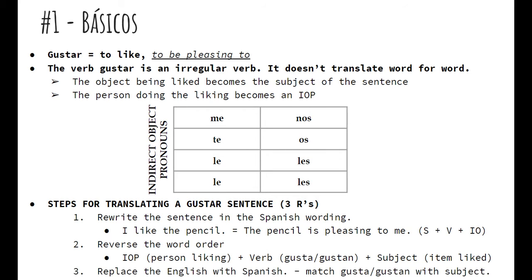And then the third R is replace the English with Spanish. You're going to match gustar, gustan with the subject. So you'd use gusta with a singular subject or gustan with a plural subject. Now let's take a look at what these actually look like where the rubber meets the road.